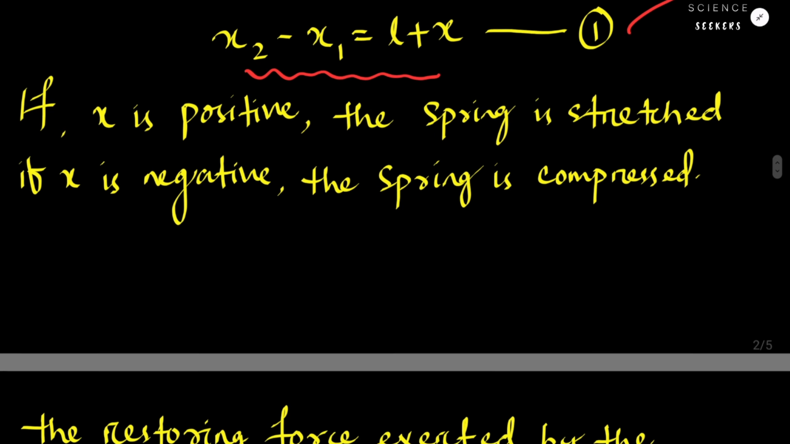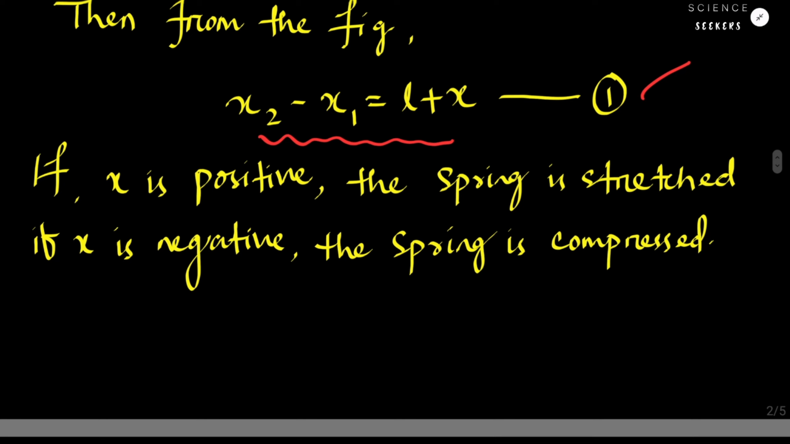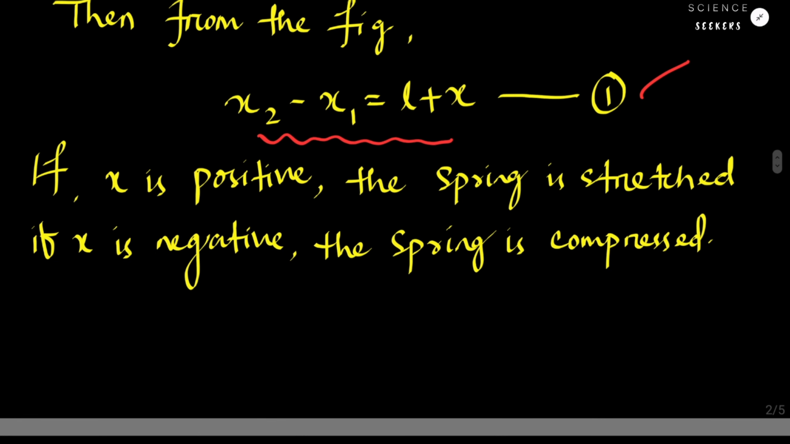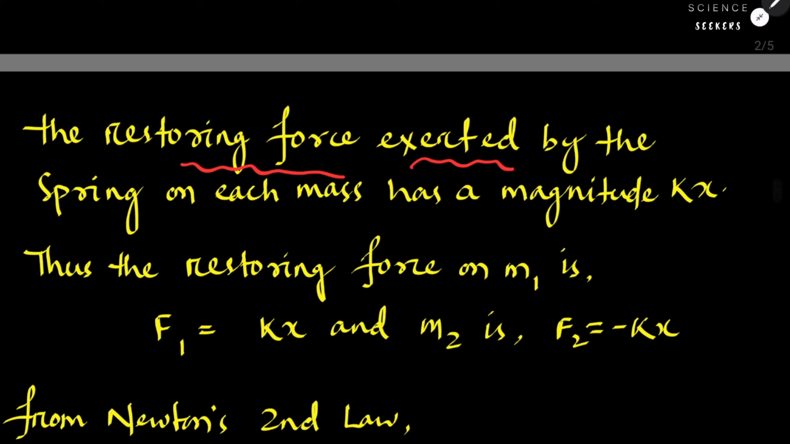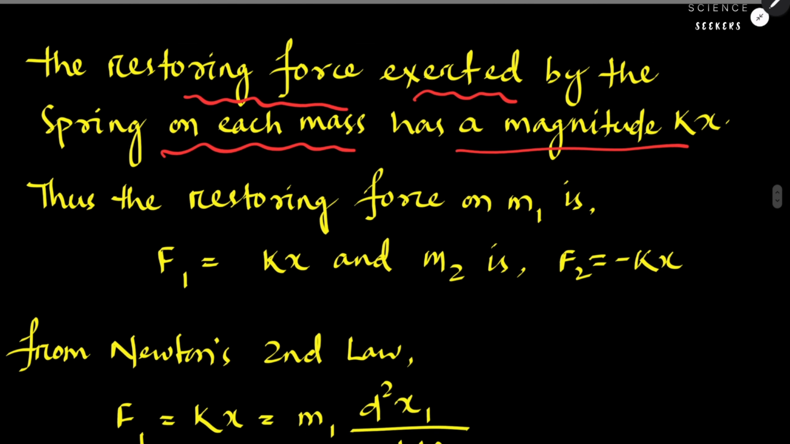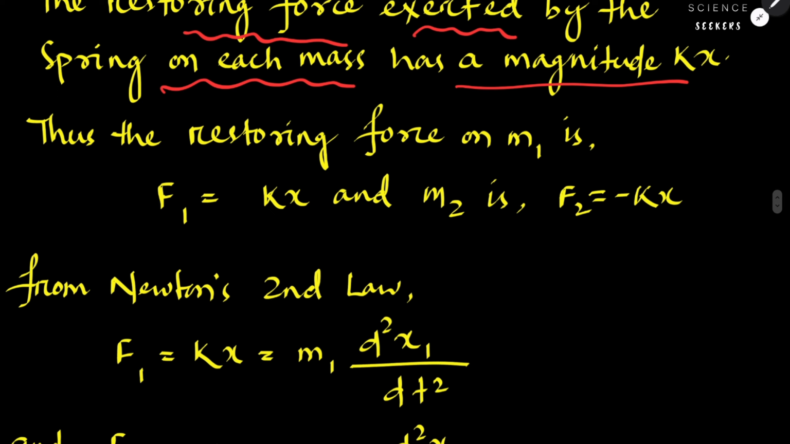That is equation 1. If x is positive, the spring is stretched, and if x is negative, the spring is compressed. So the restoring force exerted by the spring on each mass has magnitude kx. For the mass m1, the restoring force F1 equals kx, and for the mass m2, the restoring force F2 equals minus kx.